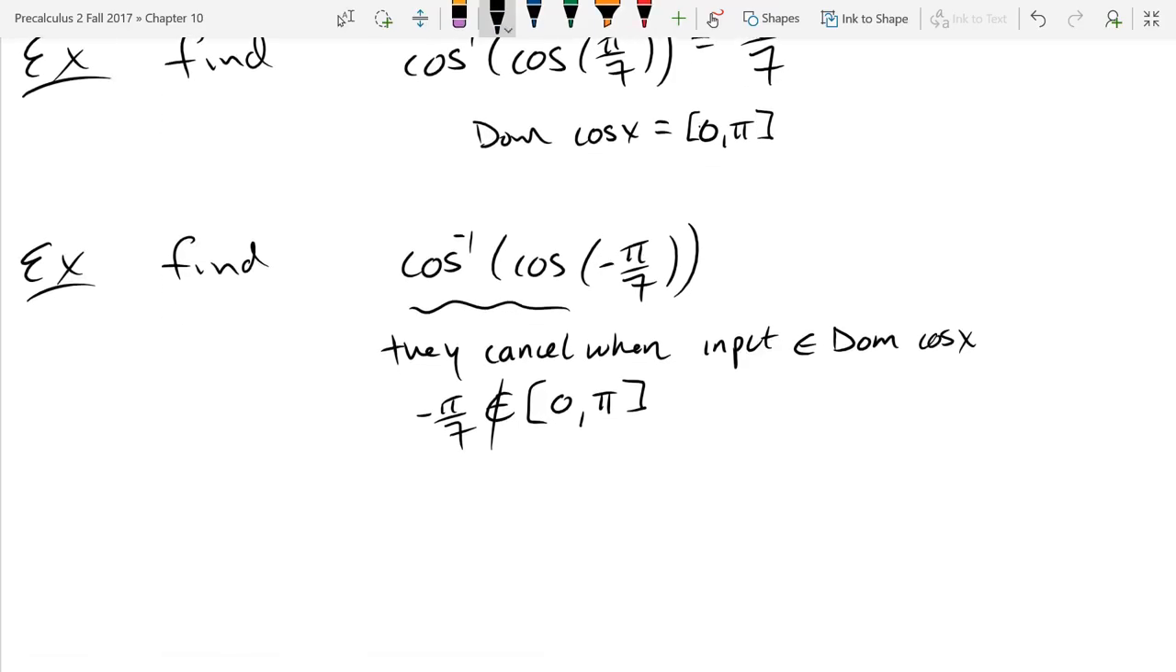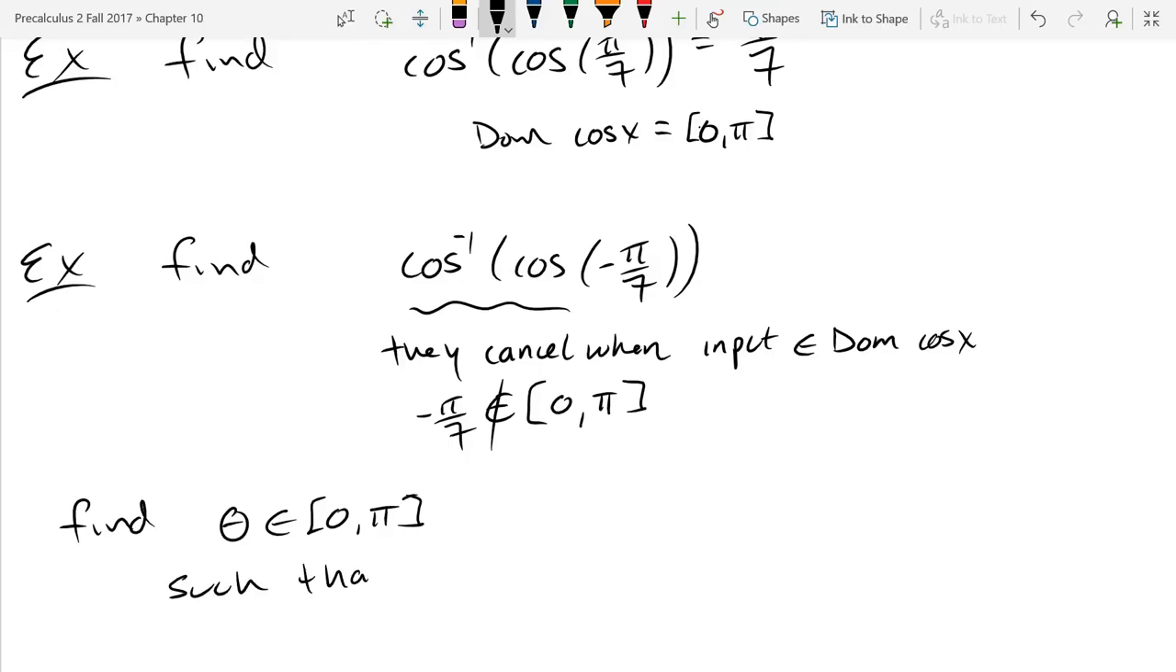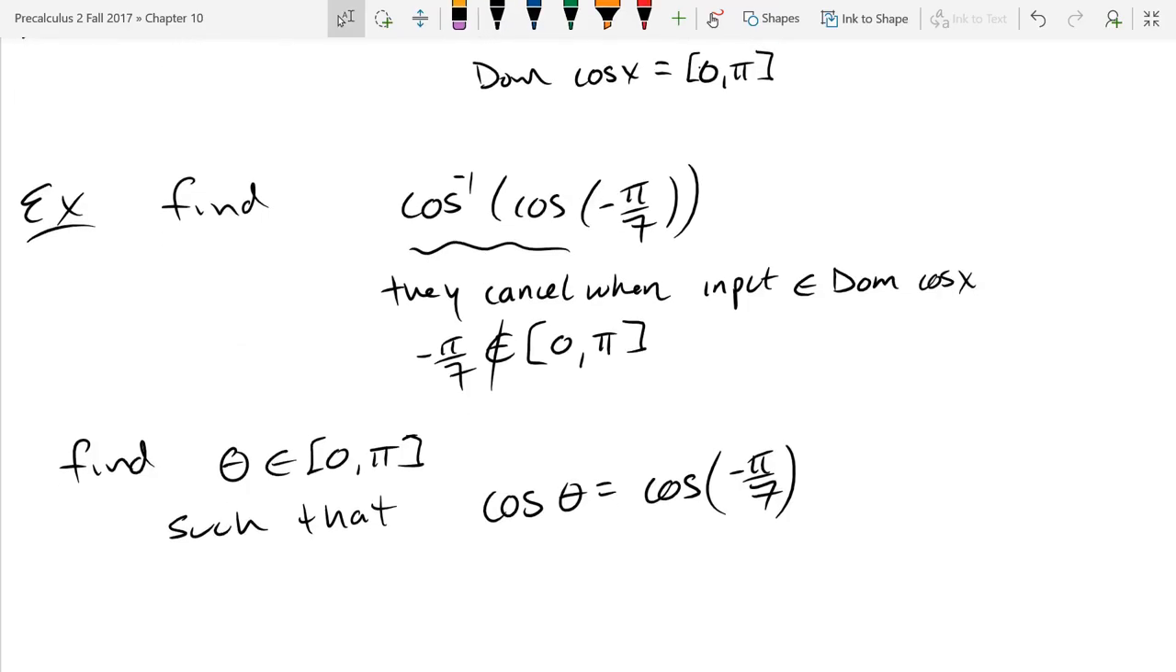So what we're going to do is find a theta that is between 0 and pi such that cos theta equals cos negative pi over 7. So first of all, have we dealt at all with any pi's over 7? No. We have pi over 6. That's about the closest that we know. So I don't know what x value this cosine would have. However, I don't need to know what x value it has. I just need to know another angle that's in either quadrant 1 or 2 that has the same cosine value.